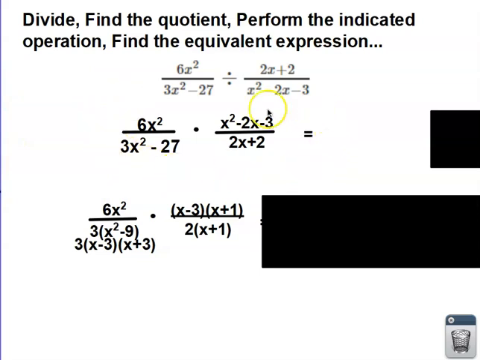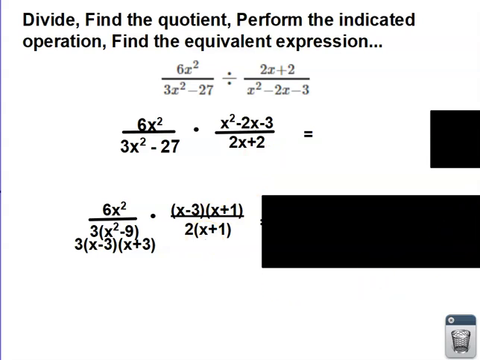So here's what the problem looks like now that you've changed it to a multiplication problem. And then you should start factoring. Don't forget to take out a GCF. So this one requires taking out a 3, and you have an x squared minus 9 left. But notice how this is a difference of squares, so it could be broken down into 3 parentheses x minus 3, x plus 3. The x squared minus 2x minus 3 is factored into x minus 3, x plus 1. You can take out a GCF here. It becomes 2 parentheses x plus 1.